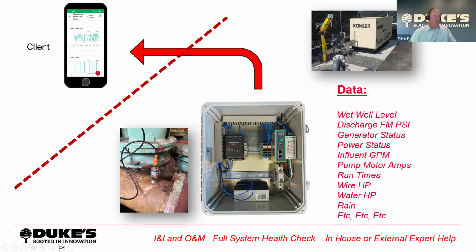There's a picture of a pressure transducer here and a generator, but the data that we're recording here, kind of the heavy hitters, would be, of course, the wet well level, the force main, the discharge of the pumps, the force main pressure, the status of the generator, the status of the power grid, the flow rate, which I'd mentioned, like flow rate is kind of uncommon. This works on the same principle as a drawdown. So we've got the influent gallon per minute, the pump motor current in units of amps.